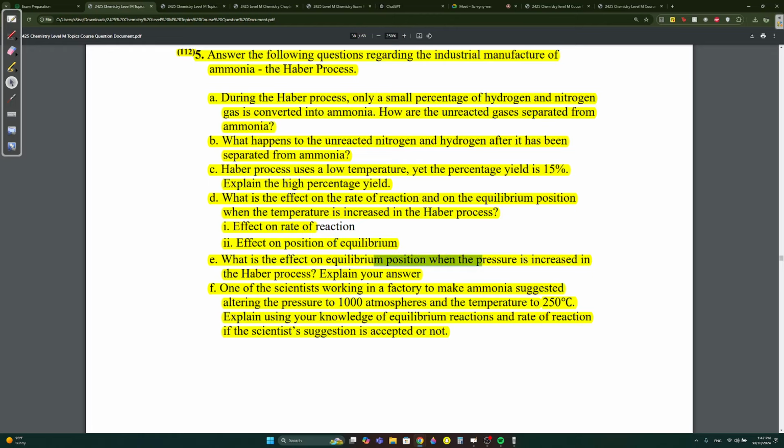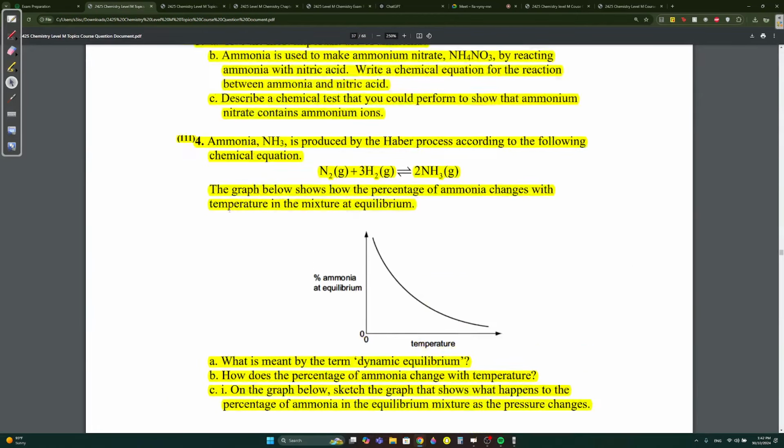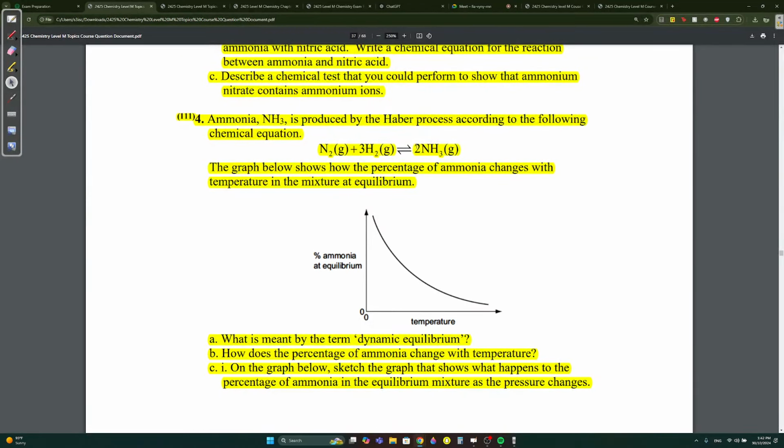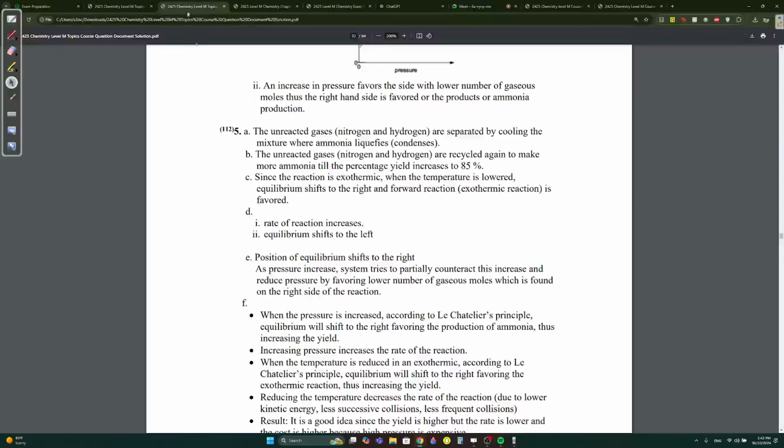What is the effect on the equilibrium position when the pressure is increased in the Haber process? If you increase pressure, we said it in a previous question, it's going to favor fewer gaseous moles, hence it's going to favor the product. Okay, so let's see here. Position of equilibrium shifts to the right because it shifts to fewer gaseous moles.